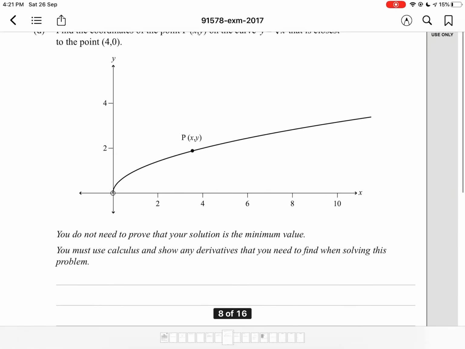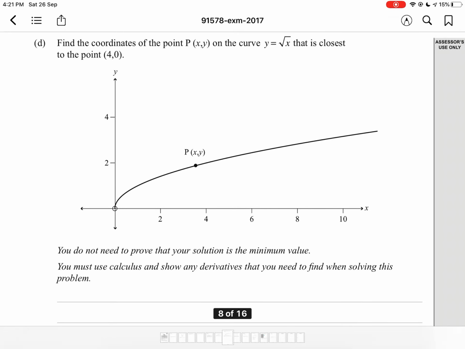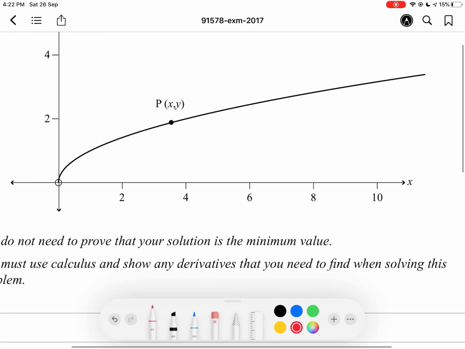For question D, find the coordinates of the point P, (x, y), on the curve y equals the square root of x that is closest to the point (4, 0). You do not need to prove that your solution is the minimum value. So in this case, we can see that this is simply a right angle triangle in terms of the distance. We'll call this distance d.